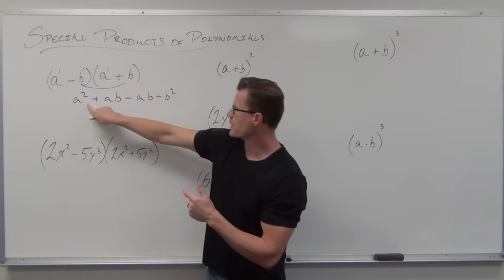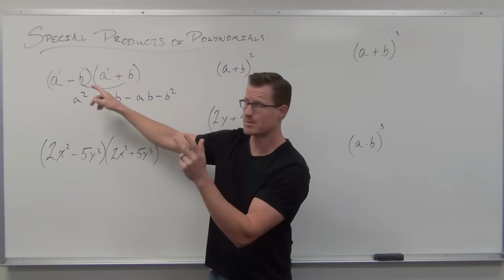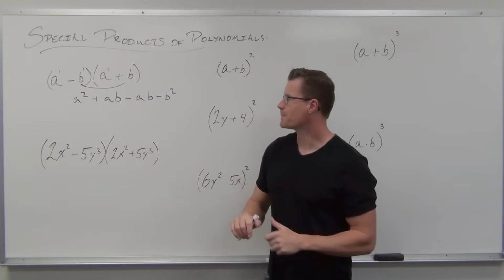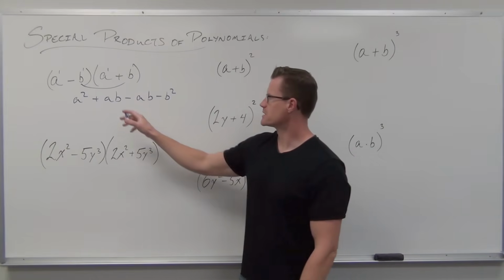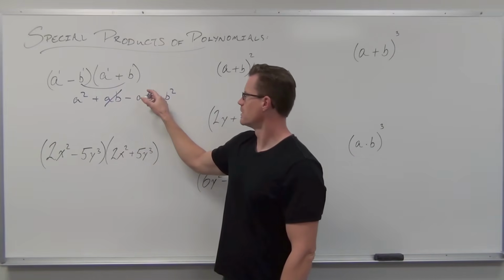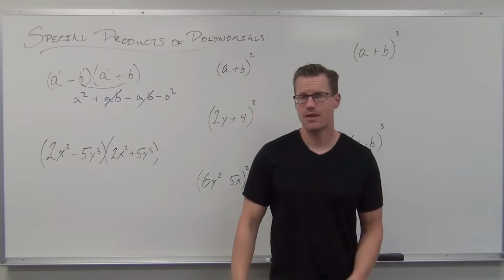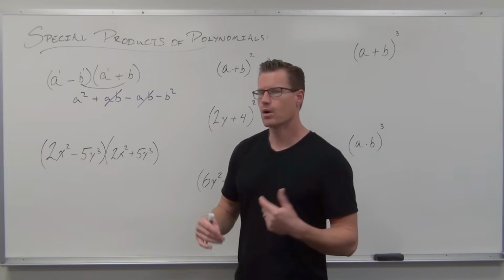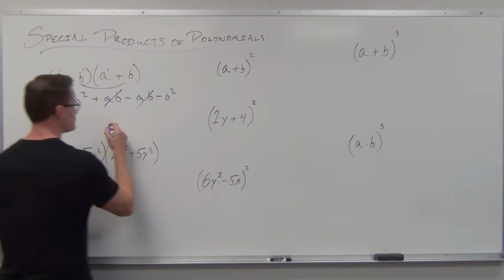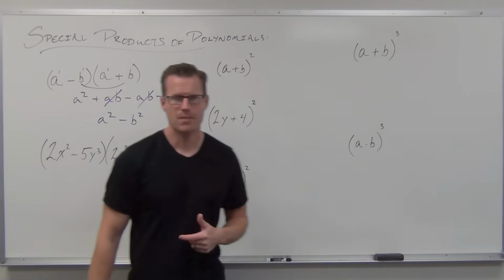Either way, we get a squared plus ab minus ab. Notice ba and ab are the same exact thing. And minus b squared. And what happens is that your middle terms will be exactly the same with different signs. They'll always work that way if you have this scenario. And what we're left with is a squared minus b squared.